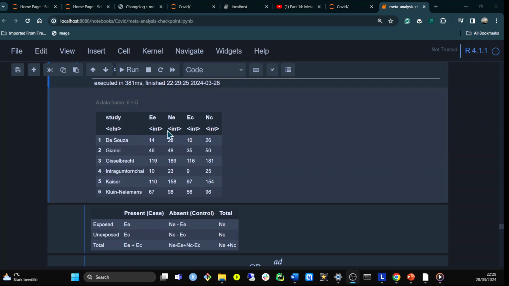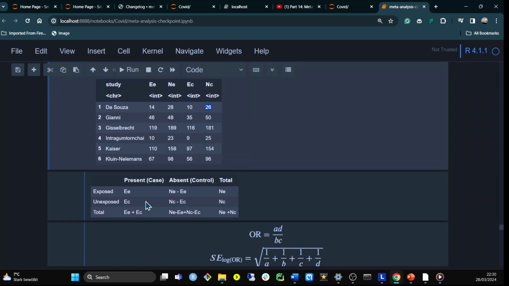So here we have the studies, and here we have the number of events in the exposure group, and the total number of people in the exposure group, and here we have the number of events in the control group, and the total number of people in the control group. So that means if we change that into this kind of format, this is the value we have, the total for NE. So that means this one is here, NE, and then EC is here.